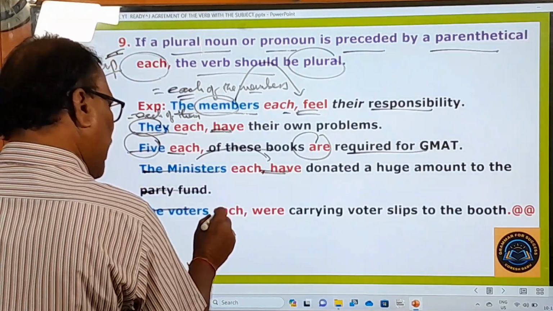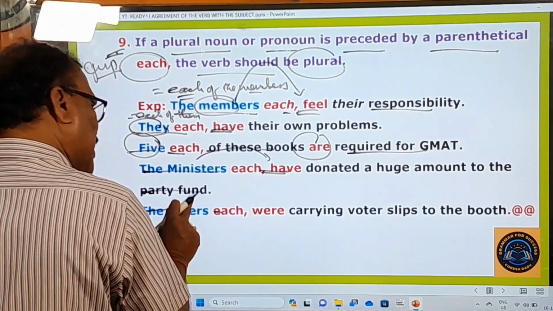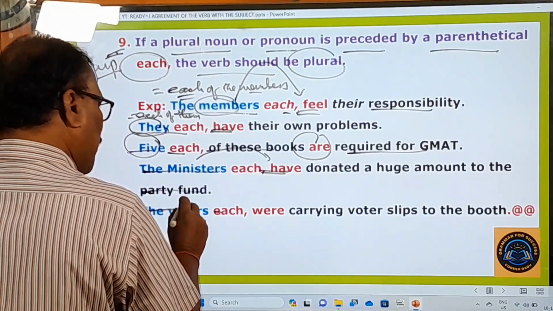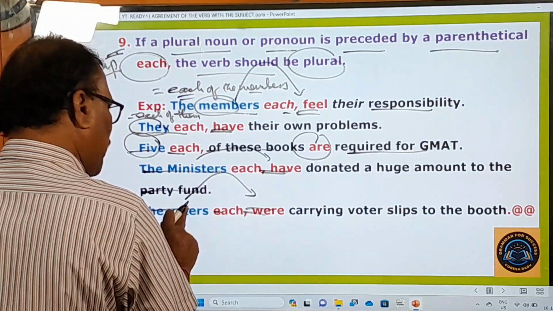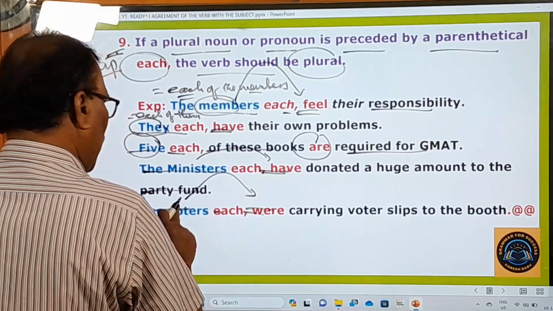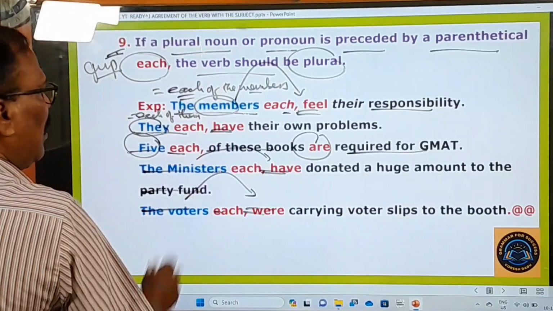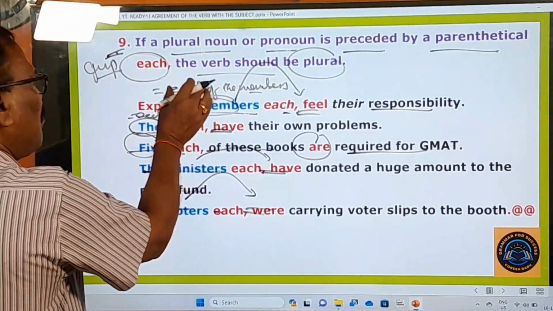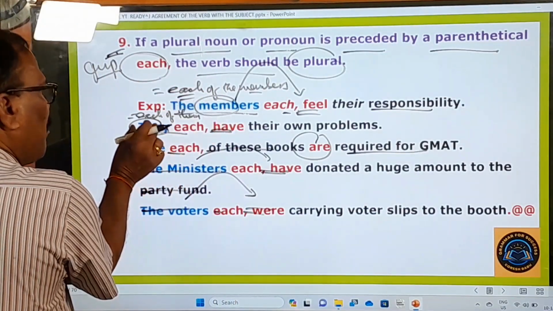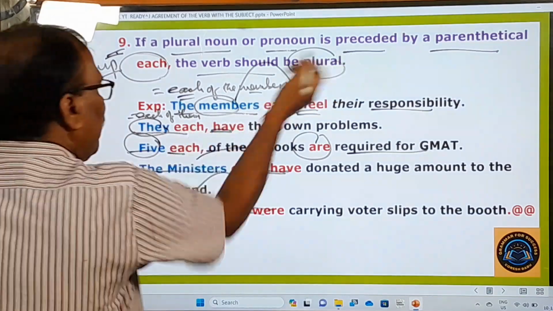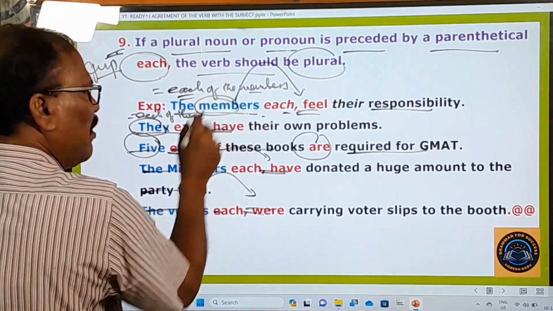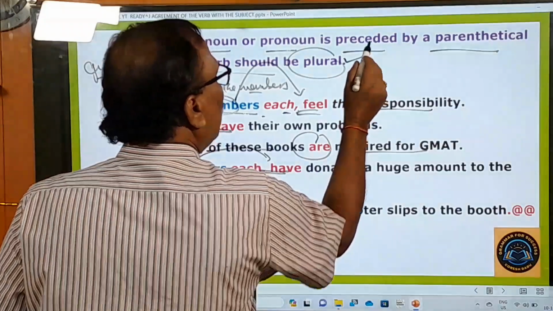The voters each, that means each of the voters. That's the meaning. And here the voters is a plural word, that's why plural subject, that's why we use only were. The voters each were carrying voter slips to the booth. So in this way, these plural nouns or plural pronouns preceded by parenthetical each will follow only a plural verb.